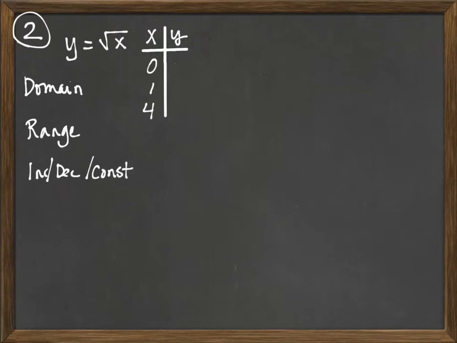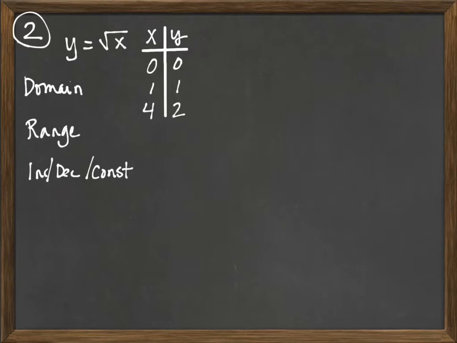So maybe you want to choose 0, 1, and 4. I think I will. The reason is because I can square root them very nicely, right? What's the square root of 0? It's 0. What's the square root of 1? 1. And the square root of 4? 2. And if you wanted to do 9, that would be another one you would want to do, the square root of 9, and so forth.